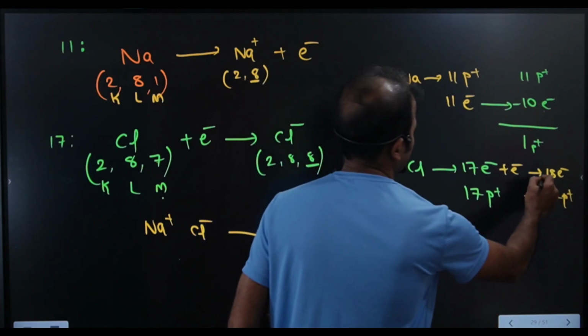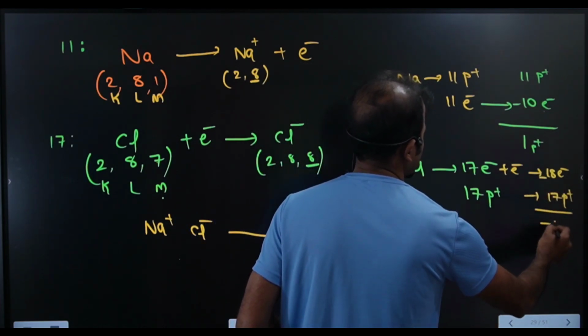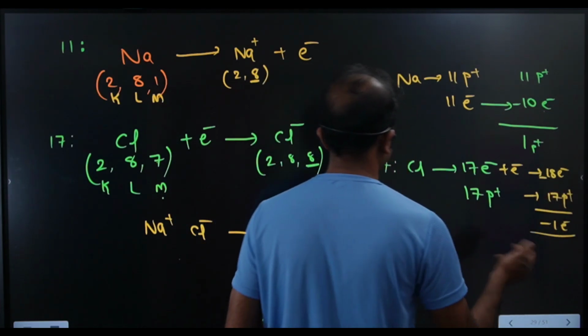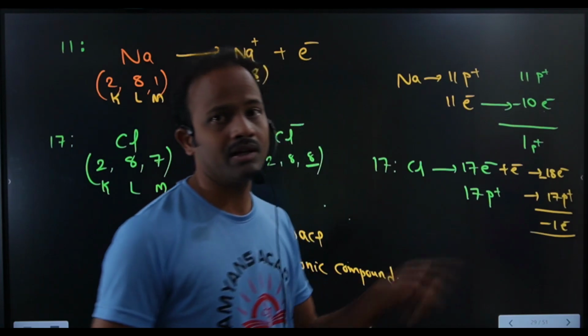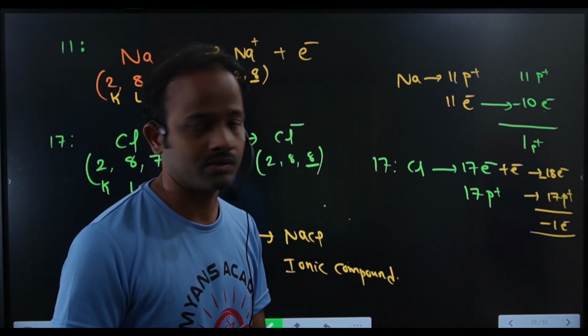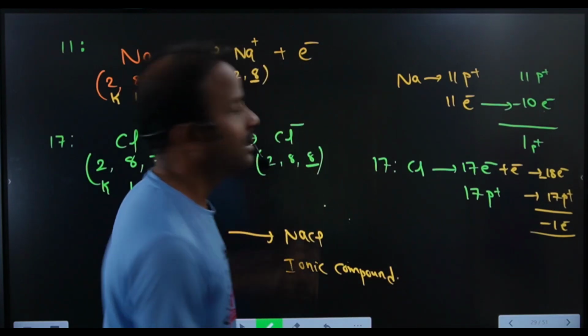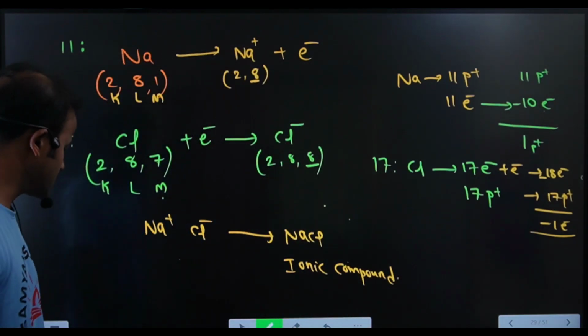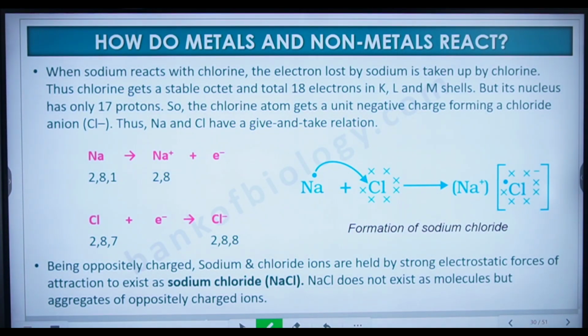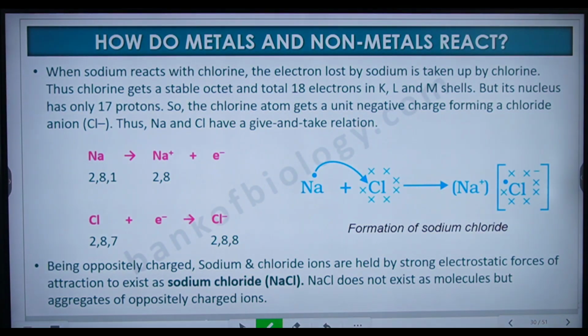So minus 18 plus 17, how much is it? Minus 1, because 1 electron is in excess. The 17 electrons are neutralized by 17 protons, but 1 electron is in excess. Because of that electron, the chlorine is getting a negative charge. Okay, is it clear?